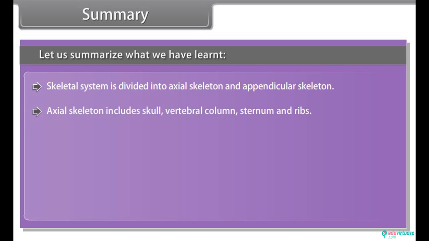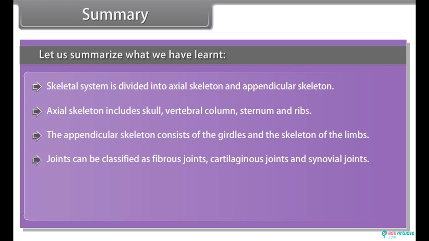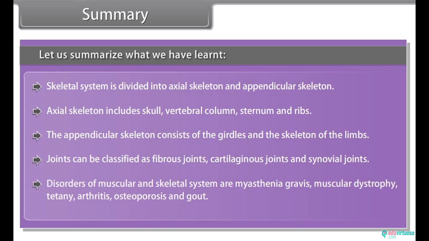The axial skeleton includes the skull, vertebral column, sternum and ribs. The appendicular skeleton consists of the girdles and the skeleton of the limbs. Joints can be classified as fibrous joints, cartilaginous joints, and synovial joints. Disorders of the muscular and skeletal system are myasthenia gravis, muscular dystrophy, tetany, arthritis, osteoporosis, and gout.